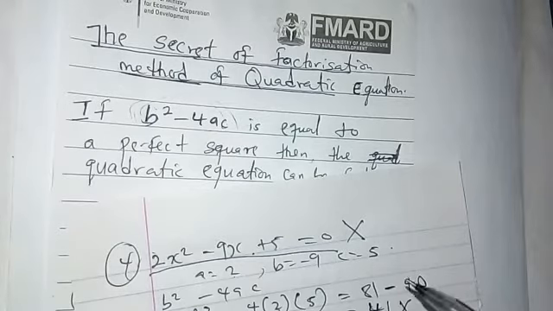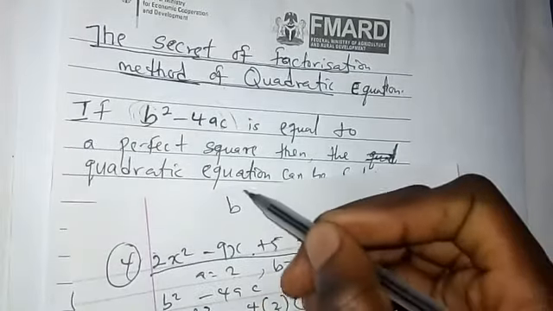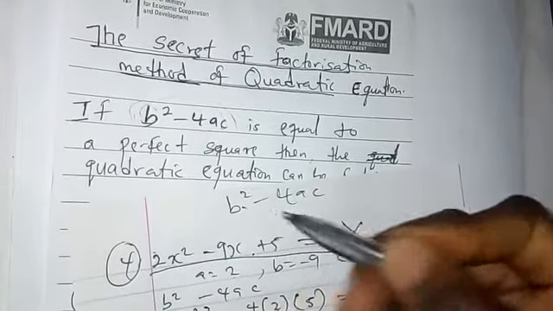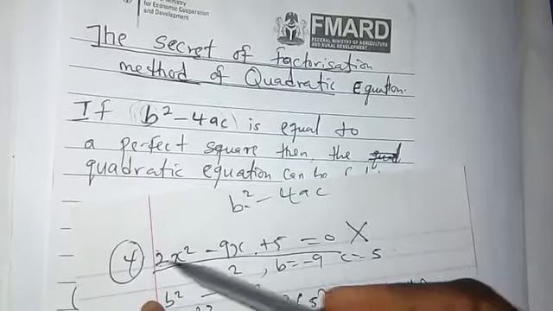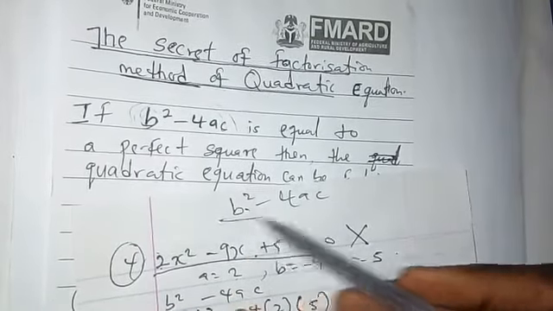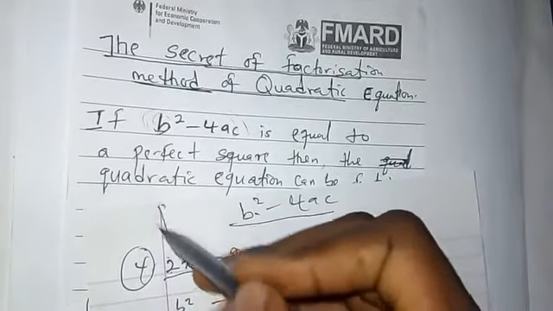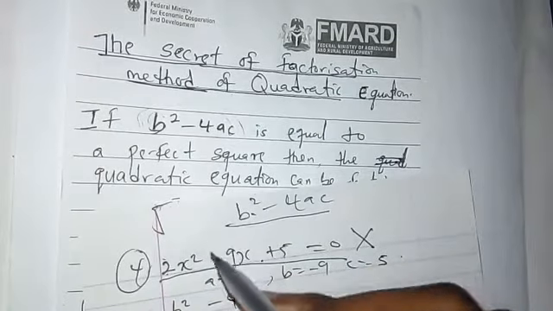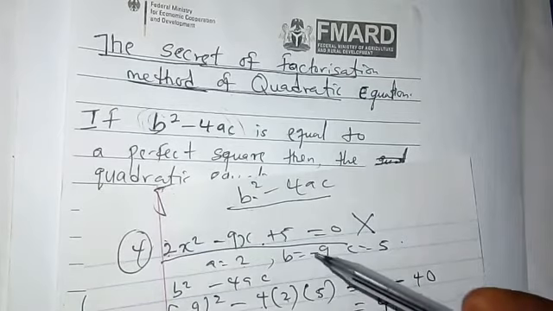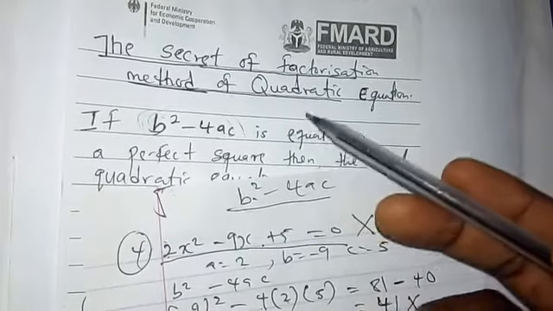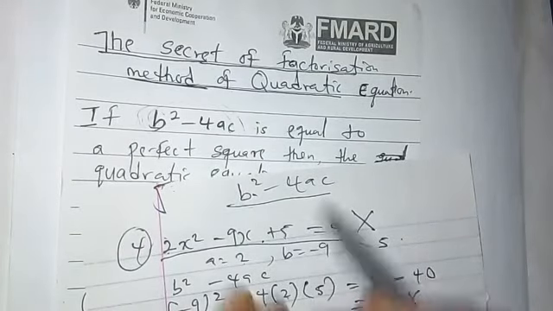So if you want to know whether you can use it or not, just try to use your determinant, b square minus 4ac. You know what we mean by a, b and c from your given equations. So just insert it here. If it gives you a perfect square, that is a number that you can find the root of as a whole number, that can give you its root as a whole number, that means you can use factorization method to solve such quadratic equation.